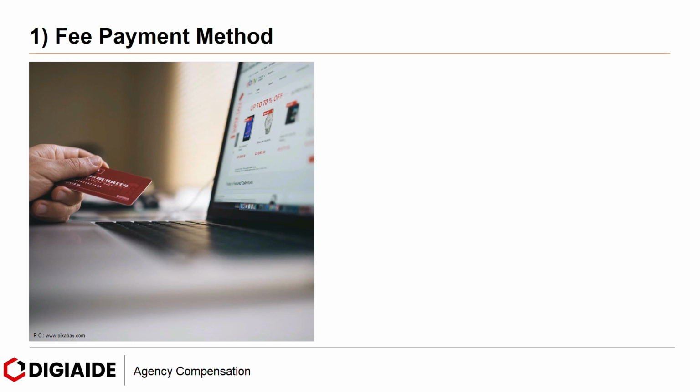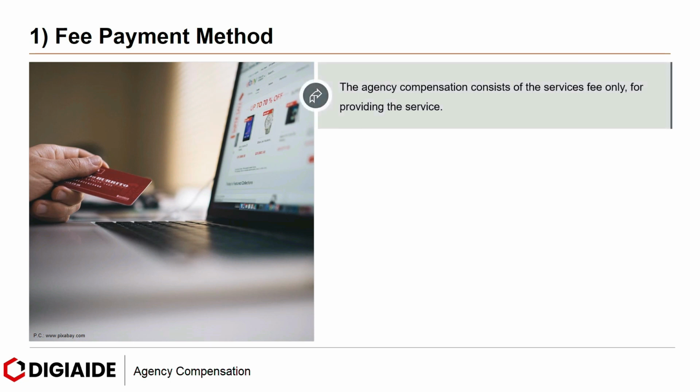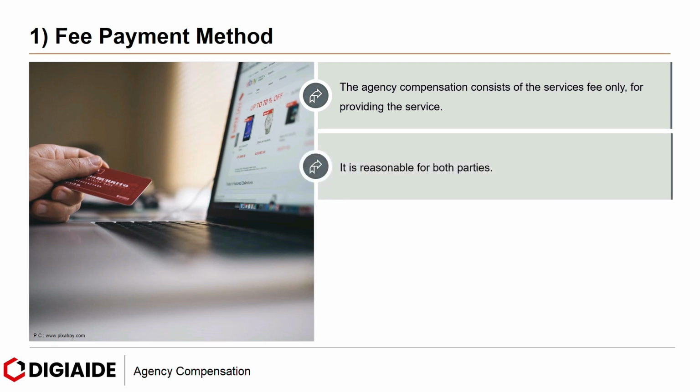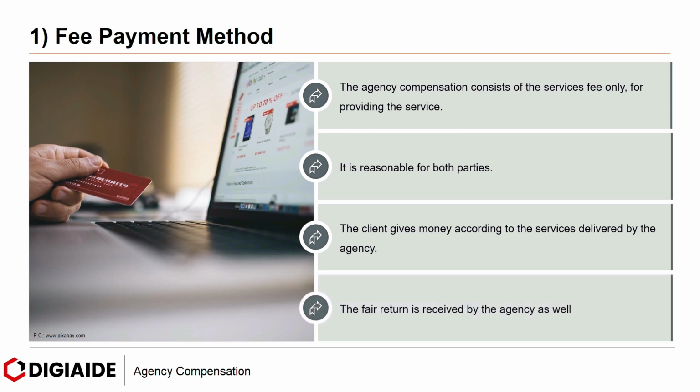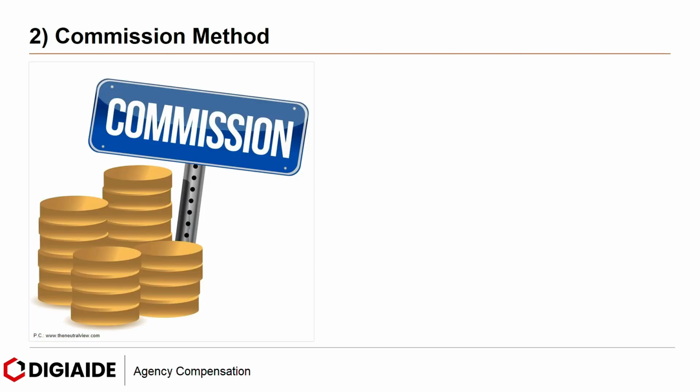Starting with the fee payment method. The agency compensation consists of the service fee only for providing the service. It is reasonable for both parties. The client pays money according to the services delivered by the agency. A fair return is received by the agency as well.